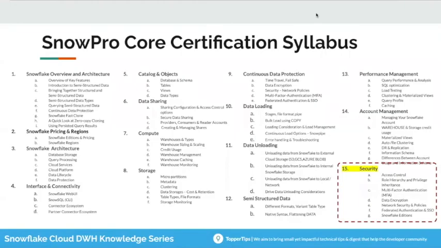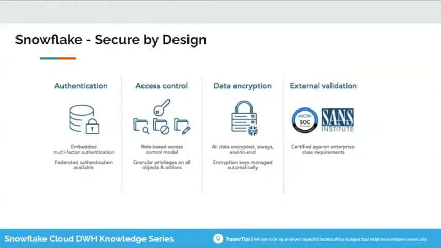Let's start with the syllabus for security. If you look into the syllabus, security has a lot of subtopics. For example, access control, role hierarchy, privilege inheritance, multi-factor authentication, data encryption, network security and policies, federated authentication and single sign-on, and Snowflake editions. Not all editions support all kinds of security features, and Snowflake is a software as a service and is secure by design.